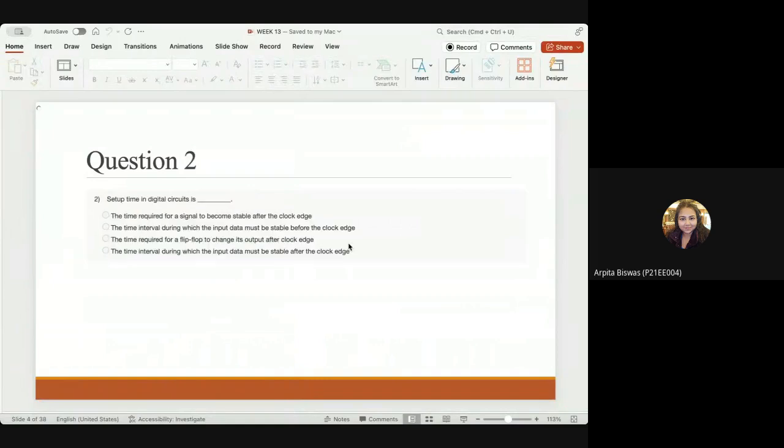Next, move towards question number 2. Setup time in a digital circuit is: option A, the time required for a signal to become stable after the clock edge; option B, the time interval during which the input data must be stable before the clock edge; option C, the time required for a flip-flop to change its output after the clock edge; and option D, the time interval during which the input data must be stable after the clock edge. Please go through the question carefully and try to give the right answer.